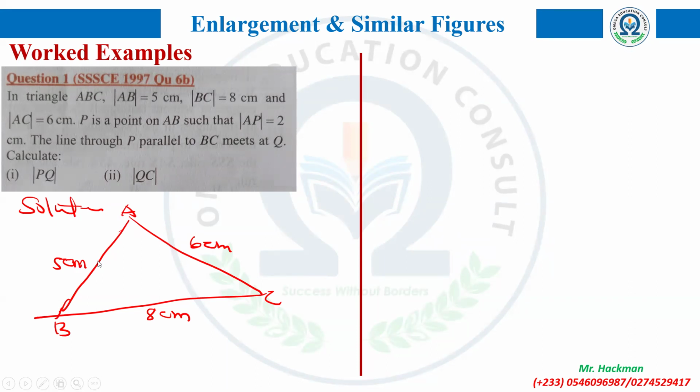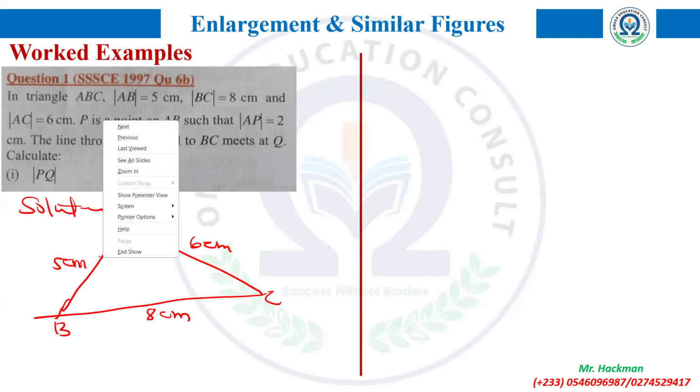Such that AP is what? 2. So from A to P should be 2. Because the whole of this is 5, it means P will be closer to A than to B. You get the point? Yes, sir. Though you are drawing and you are not drawing to scale, it should still make sense.